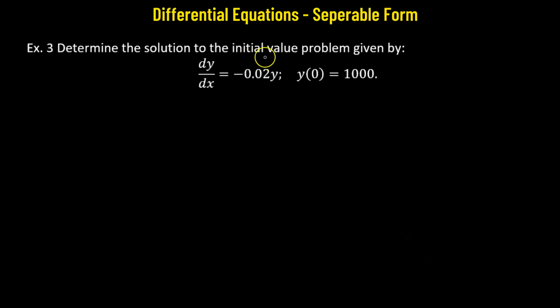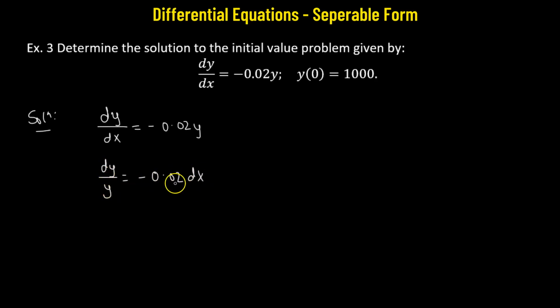We need to determine the solution to the initial value problem. This is quite similar to the previous problem except for this negative sign. So this is going to bring a whole lot of change in our problem. Let's consider the differential equation. We have dy over dx equals negative 0.02y. When we separate the differentials, we have dy over y equals negative 0.02 dx.